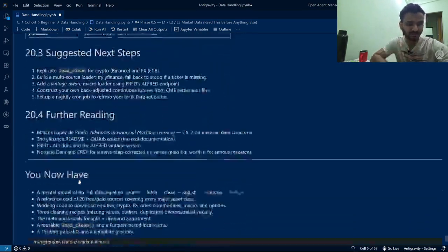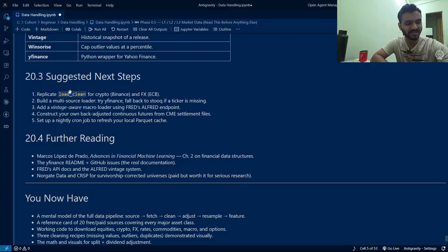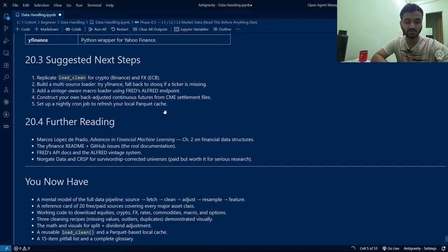Then this is your glossary and suggested next step. You can replicate, you can build a multi-source loader as well. So try yfinance, fall back to Stooq if a ticker is missing, add a vintage aware macro loader using FRED's ALFRED endpoint. Then there are further studies for this. We will be covering Marcos Lopez de Prado's advances in the next video. That's your basics of ML.